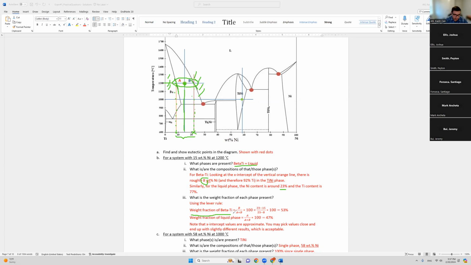Weight fraction of beta titanium is B, the part of the tie line which is away from the beta titanium boundary, divided by the length of the tie line. And similarly, for weight fraction of liquid phase, we have A divided by A plus B.